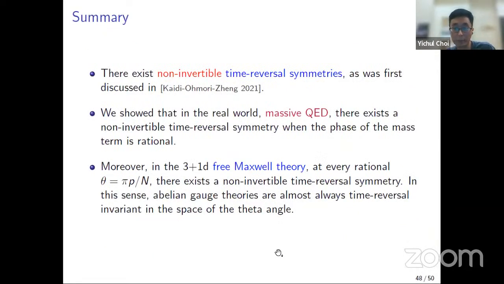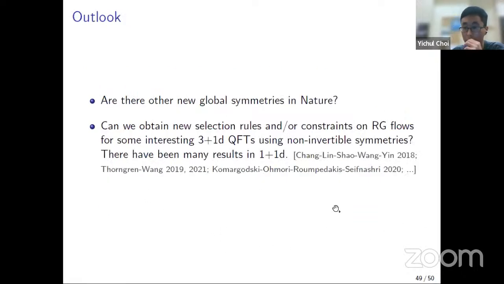We also saw that there exist non-invertible time-reversal symmetries. In particular, in massive QED, if the phase of the complex mass parameter takes a rational value, then there exists a non-invertible time-reversal symmetry. Similarly, in the free Maxwell theory, there is a non-invertible time-reversal symmetry at every rational value of the theta angle. So if we, for a second, forget about non-invertible versus invertible, we may say that the free abelian gauge theory in four dimensions is almost always time-reversal invariant in the space of the theta angle. It would be really nice if we can find many other new generalized global symmetries, hopefully in nature or in other interesting theories.